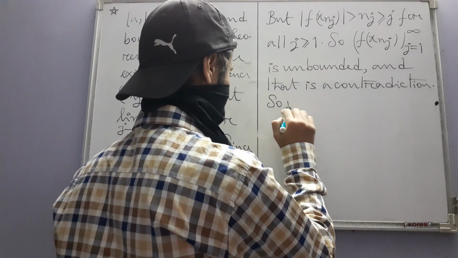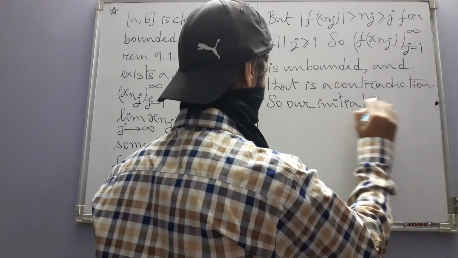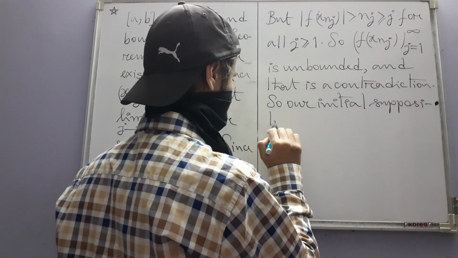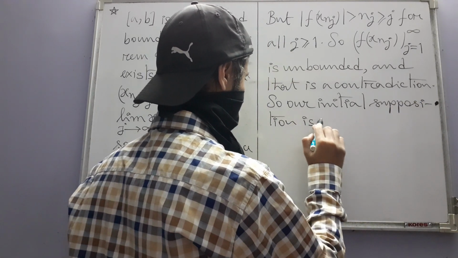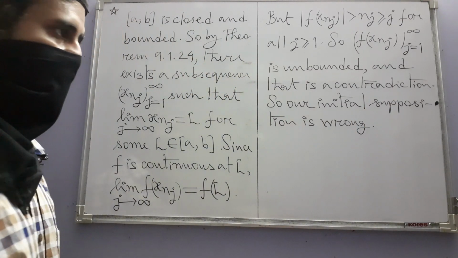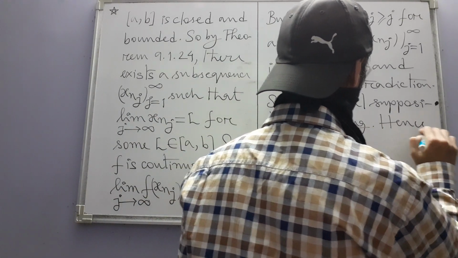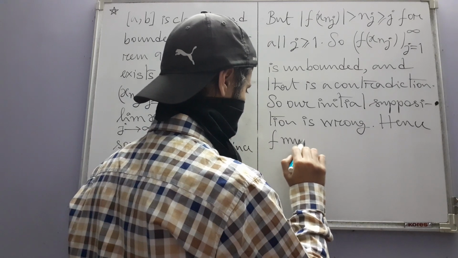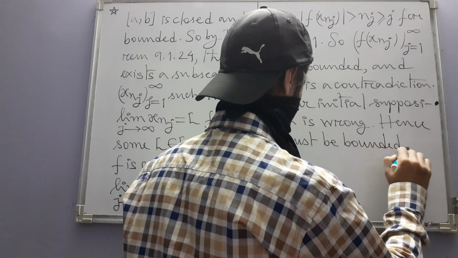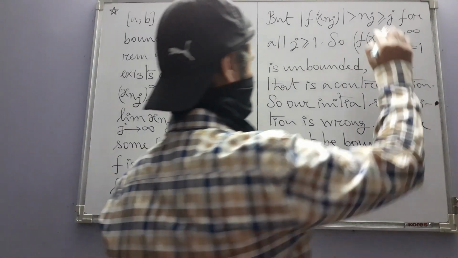So our initial supposition is wrong. What was our supposition? That f is not bounded. Hence, f must be bounded. So that way we have achieved the proof, but there is one gap.